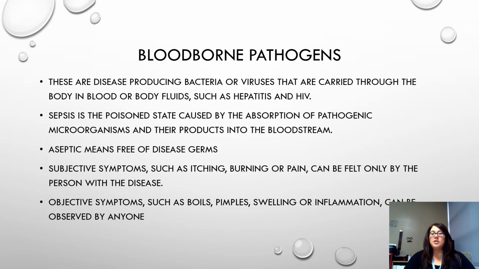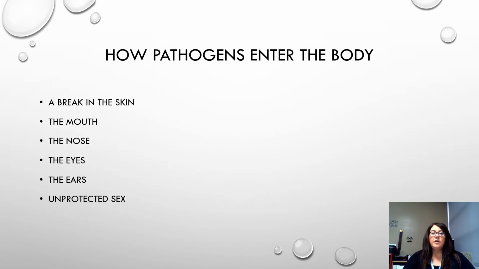Subjective symptoms such as itching, burning, or pain can be felt only by the person with the disease. Objective symptoms such as boils, pimples, swelling, or inflammation can be observed by anyone. These are the ways that pathogens can enter the body. They can enter through a break in the skin, such as a cut, through your mouth, your nose, your eyes, your ears, and having unprotected sex.